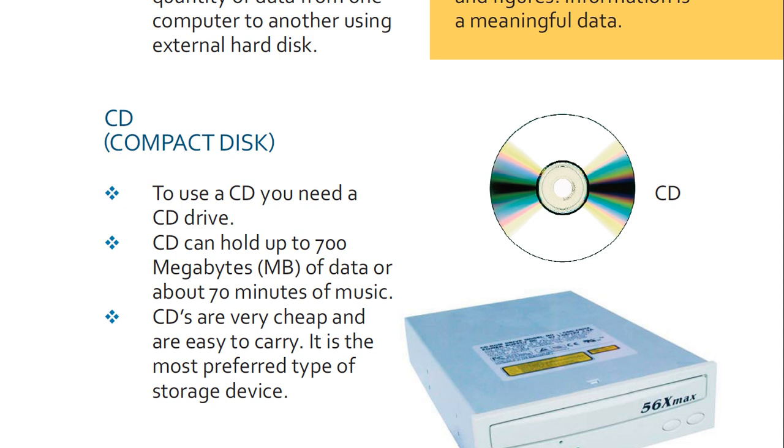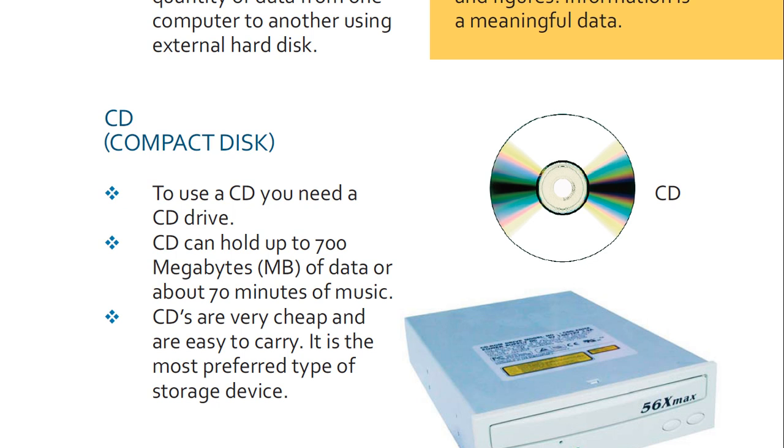The CD drive has lenses inside to access the CD. A CD can hold up to 700 megabytes of data or about 70 minutes of music. It consumes very little data. Only 700 MB of data can be stored on the CD, which is like 70 minutes of music.